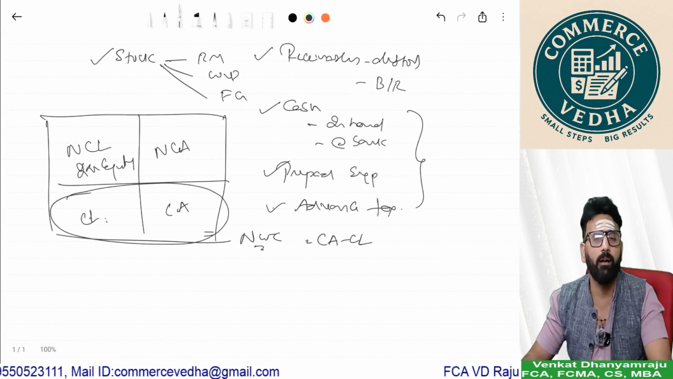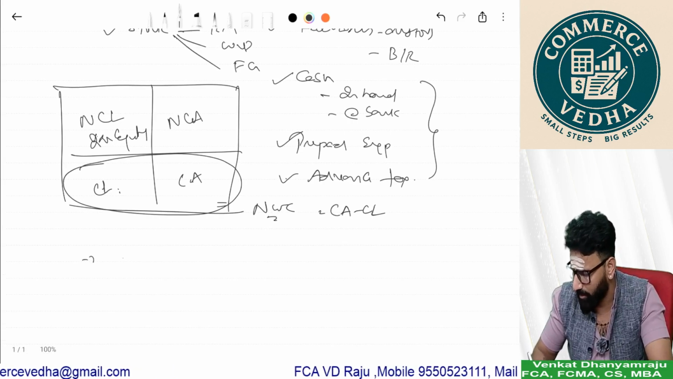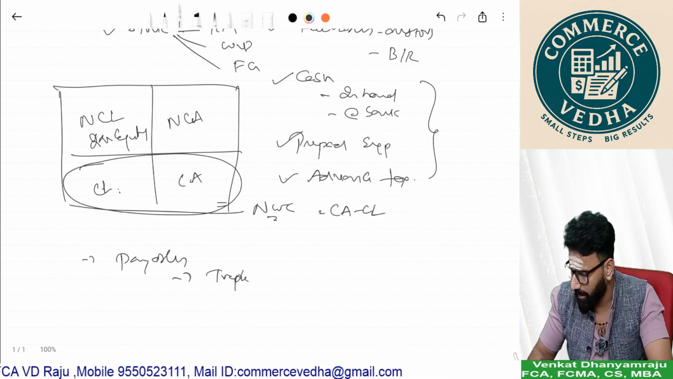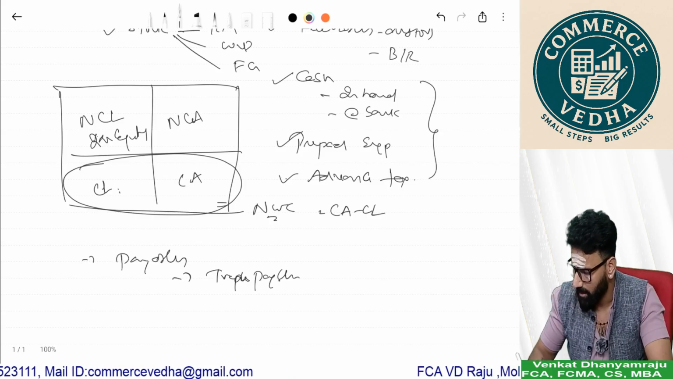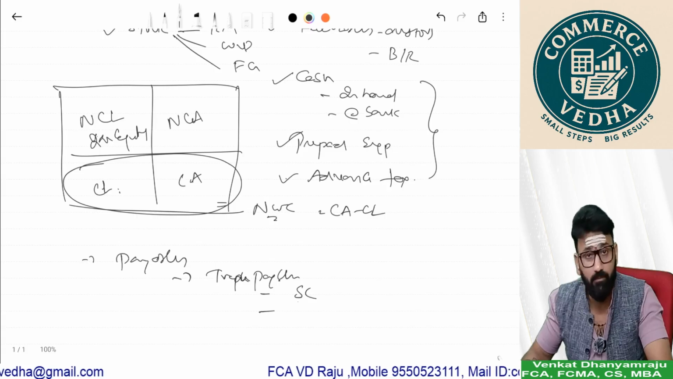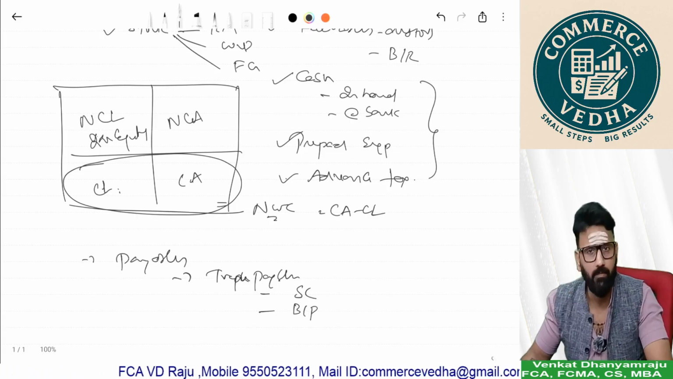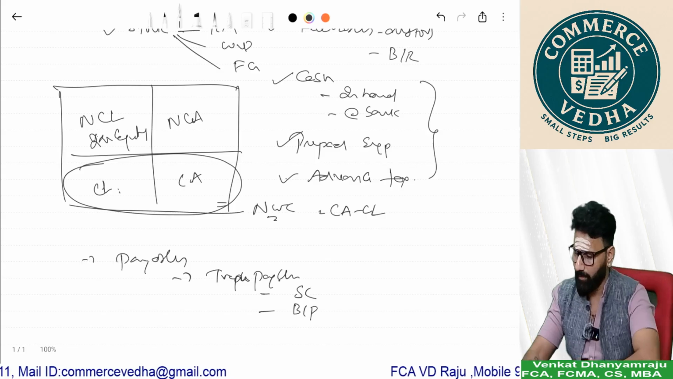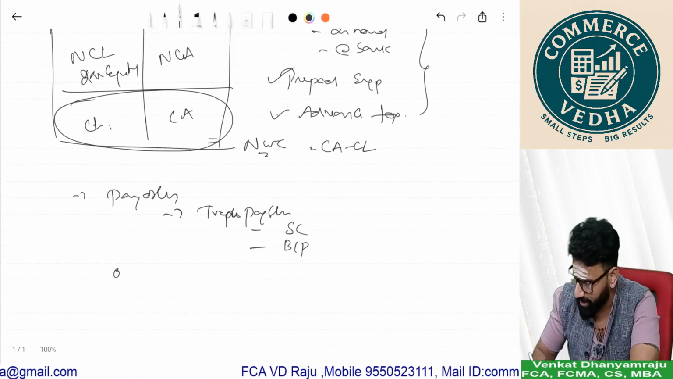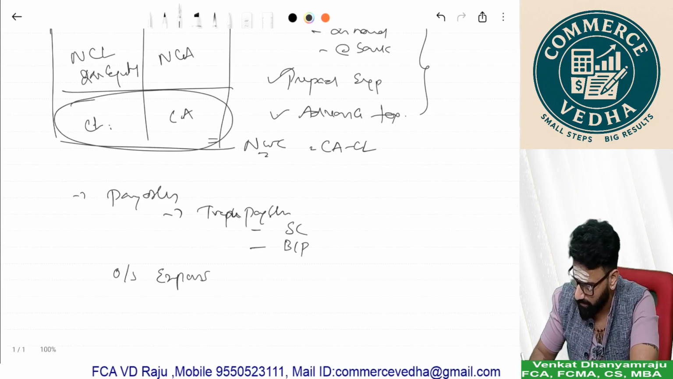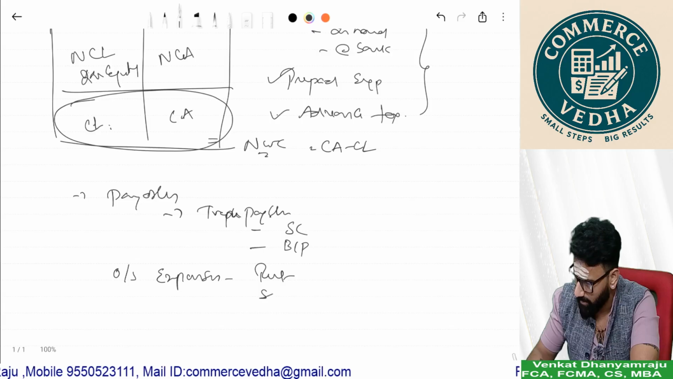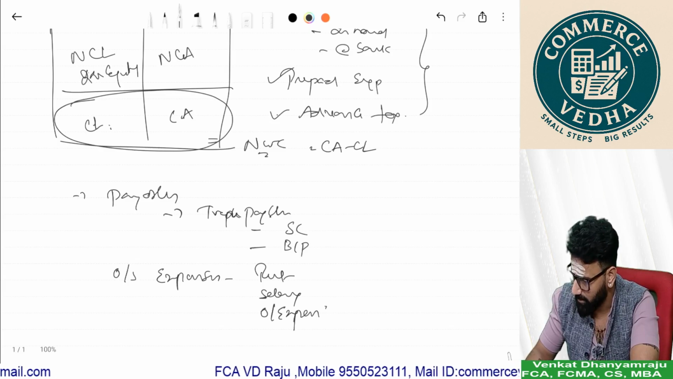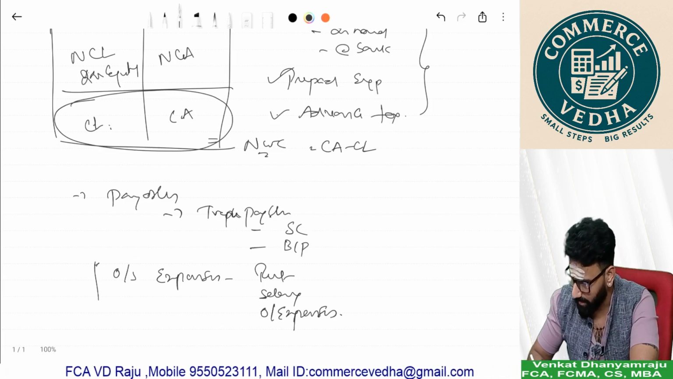Similarly, when you talk about current liabilities, what are the major current liabilities? Payables. Payables means trade payables, under which come sundry creditors and bills payable. The most important payables are sundry creditors and bills payable, which are trade payables. Apart from trade payables, you have outstanding expenses such as rent, salaries, and other expenses. This comes under current liabilities.